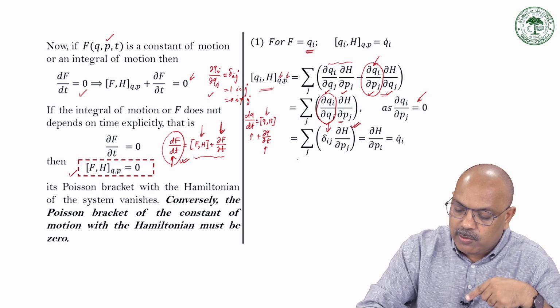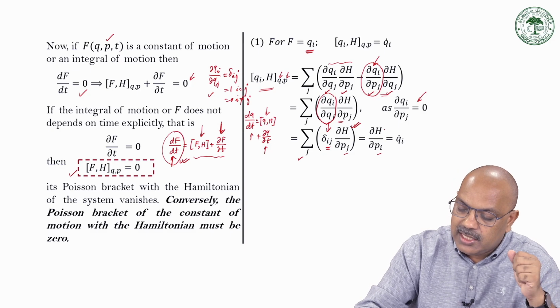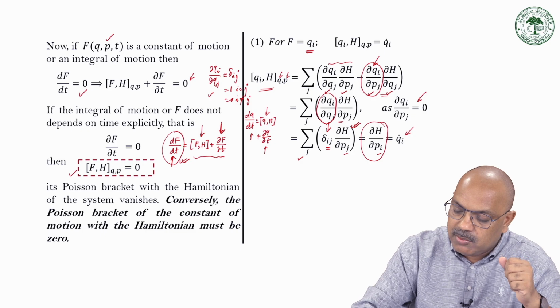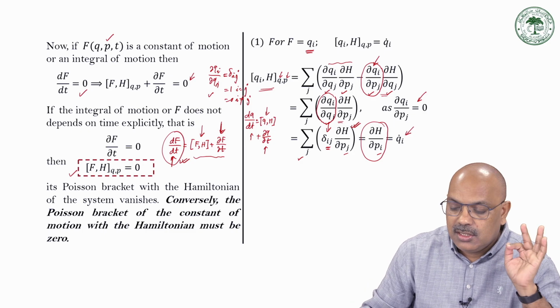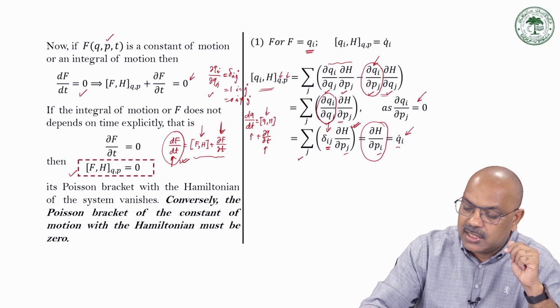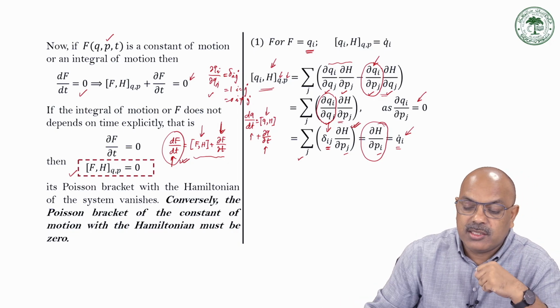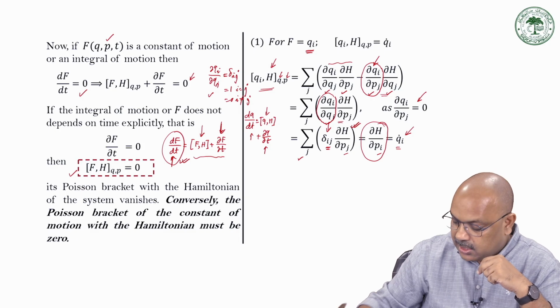Because of the sum over j, it is 1 when i equals j, so putting j equal to i, p_j becomes p_i, and then I have ∂H/∂p_i, which is nothing but q_i dot. So q_i dot is basically ∂H/∂p_i, which in terms of the Poisson bracket is {q_i, H}.